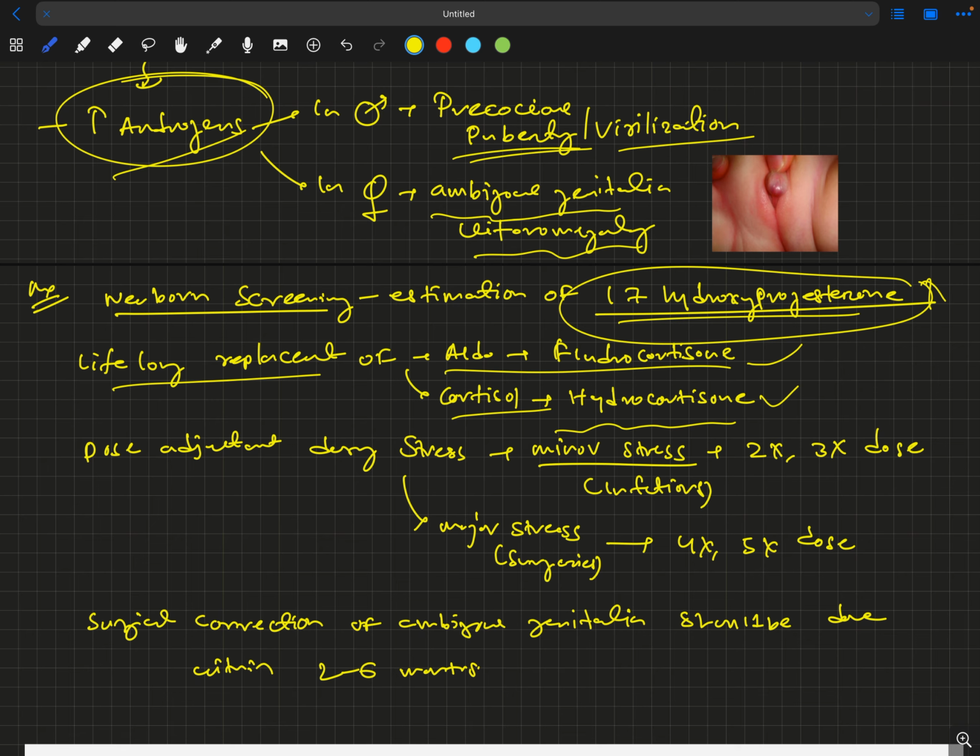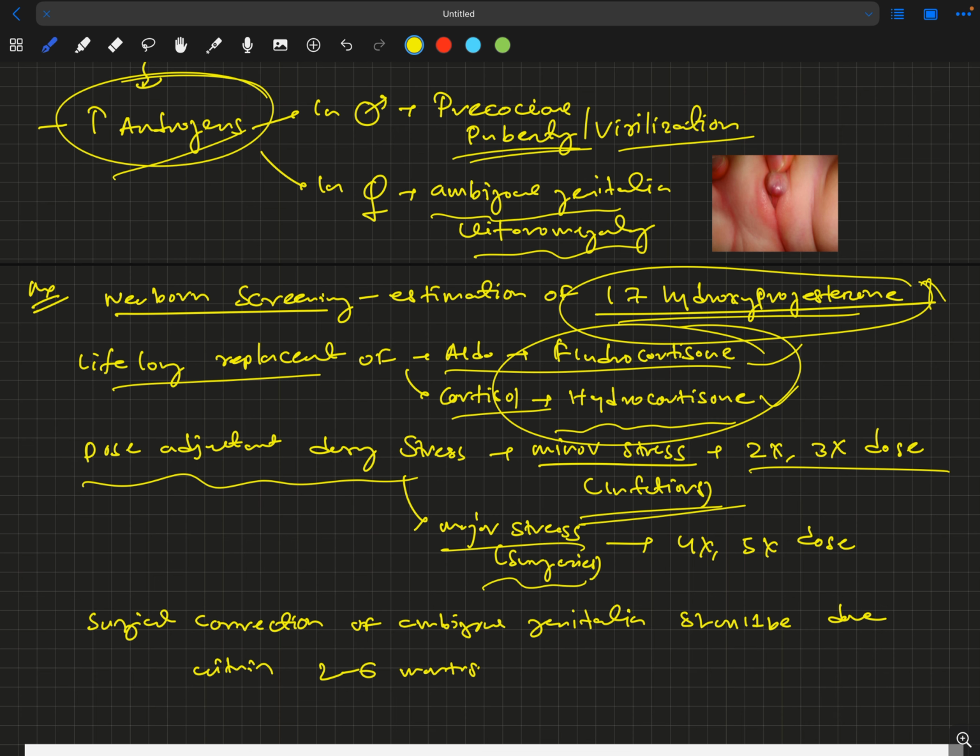These are steroids, so during stress we require more of them. So, dose adjustment during stress. In minor stress like infections, we have to increase the dose of hydrocortisone two times or three times. In major stress like surgeries, we have to increase the dose of hydrocortisone given to this patient of 21 alpha hydroxylase deficiency by 4x or 5x.